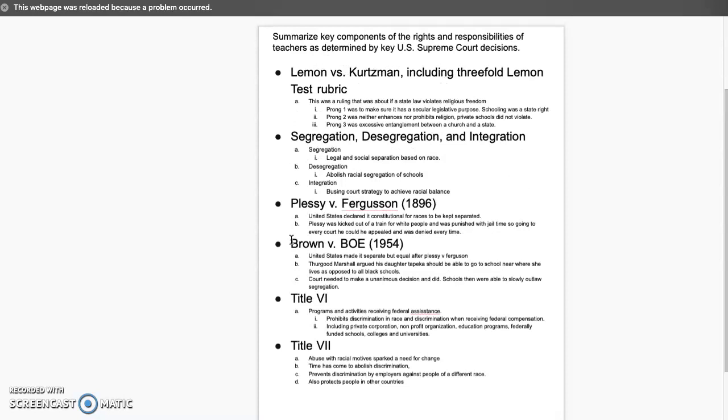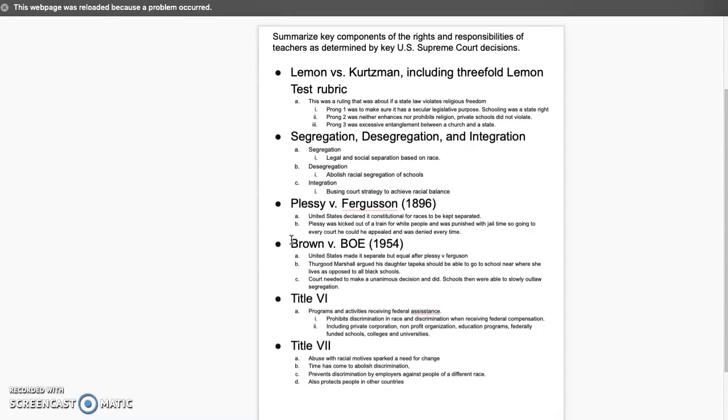Plessy versus Ferguson was a big case, of course, and it outlawed being kept separated in schools by segregation. So it was basically a big one for schools and helped the man's daughter become integrated inside the school that she lived next to rather than an all black school.